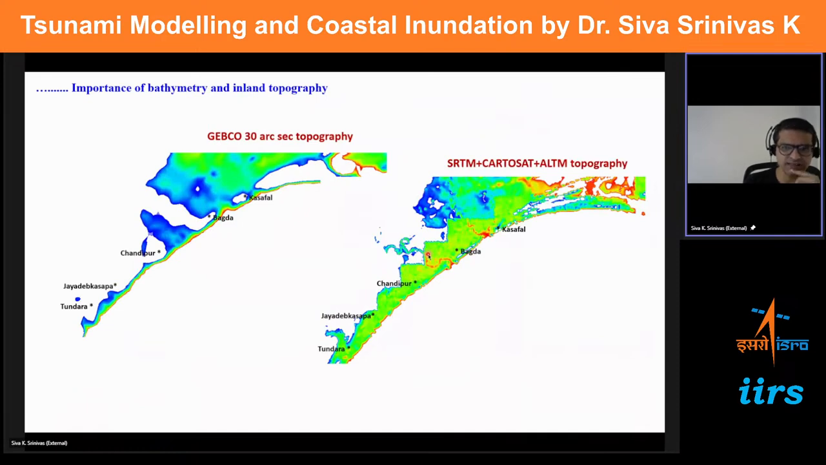So the same thing here: you can see this is a coarse topography, GEBCO 30 second. This is a fine topography mix, combined from SRTM, Cartosat, ALTM, whose resolution is around 100 meters or 200 meters. This is around 30 arc-second. Here you can see fine creeks are represented, whereas the same things are not represented here. So if you use this kind of data for modeling tsunami, the results will be really beneficial. Results will be very good.